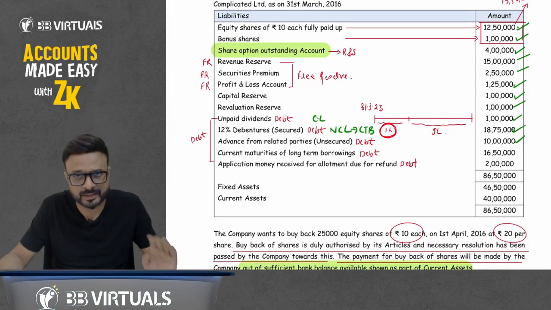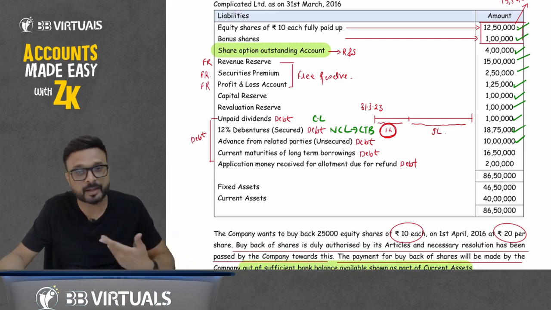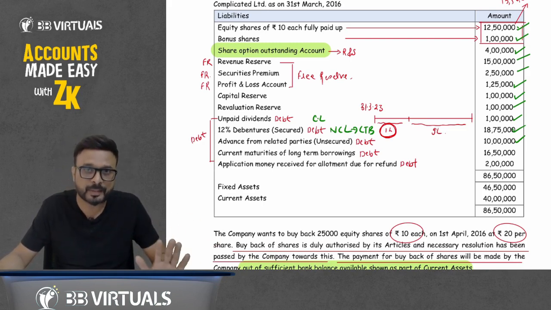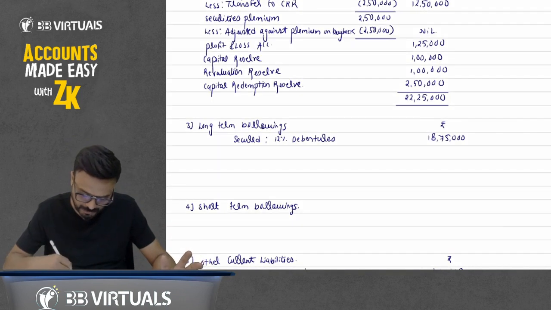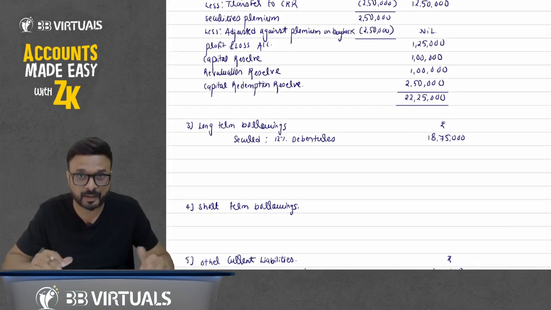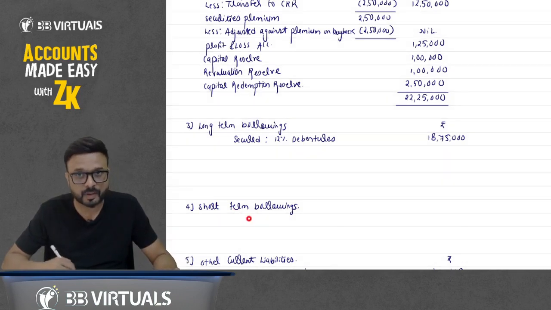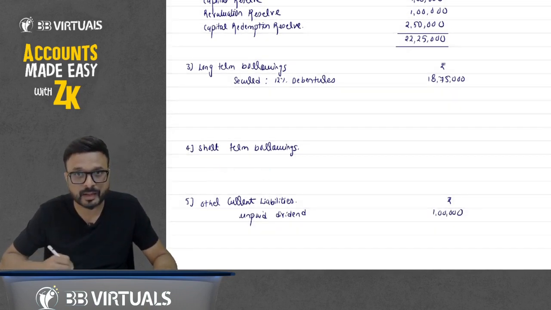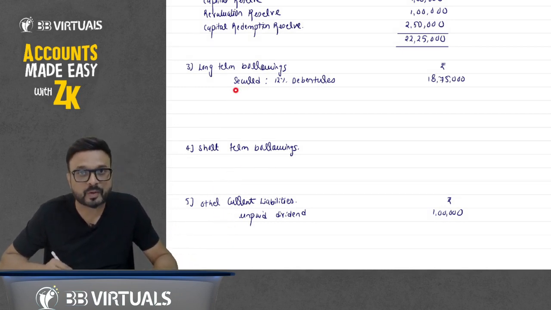Now advance from related party, unsecured. It's an unsecured loan. It's a debt, we know that. But whether it's short term or long term, we don't know. Advance may be from the related party, it may be for long term, it may be for short term. It is not mentioned here. So we will assume that it's a long term. If someone assumes that it's a short term, then they can consider it other current liability, or write it under short term borrowing. Both short term borrowing and other current liability come under the category of current liabilities.